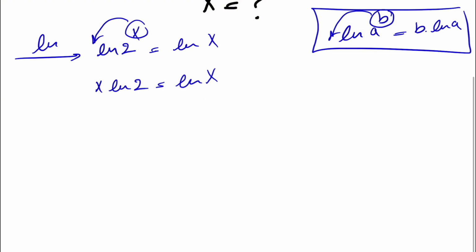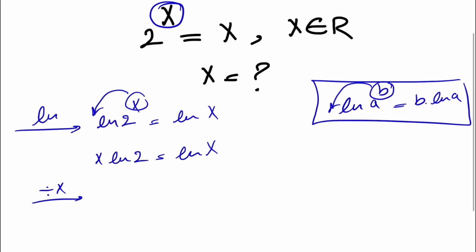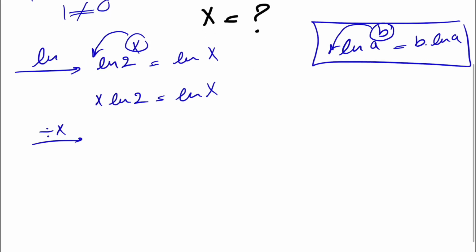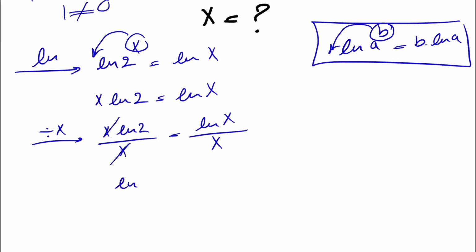And here we can divide each side by x, knowing that the x is definitely not 0. And if you look at the equation, if we put 0 in here, we'll have 2 to the 0 is equal to 0, which will be 1 on the left side, 0 on the right side. So 0 definitely doesn't work. So we're going to divide each side, and that's what we have in here. We can cancel out the x on the left side, and basically we have ln of 2 is equal to ln of x over x.